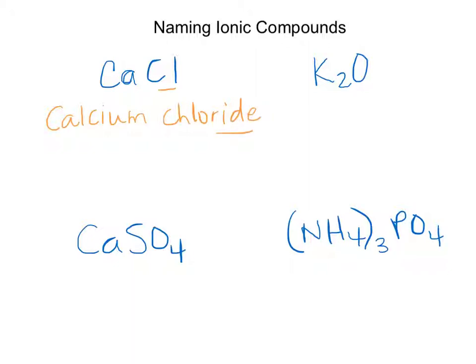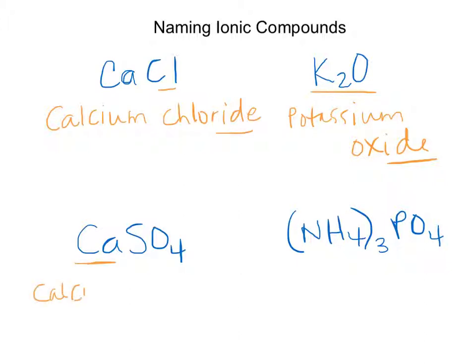This one over here, with our potassium and our oxygen, would be called potassium, now not oxygen, but oxide. Again, you can see the suffix "ide" has been added there. Now down here we do have two with polyatomic ions. Similarly, I'm just going to write out calcium, so we're not changing the first element's name. Then this polyatomic ion name is sulfate, so we don't do anything to that. We're just going to call it calcium sulfate.